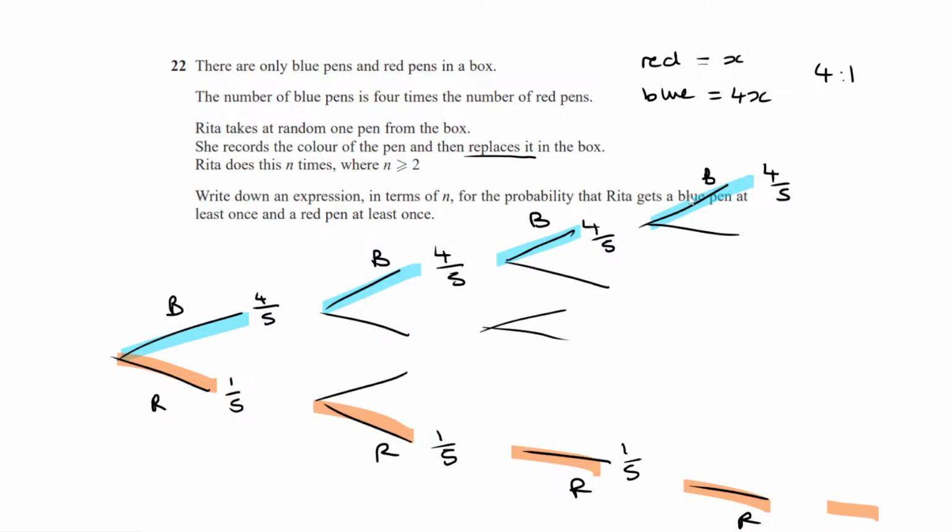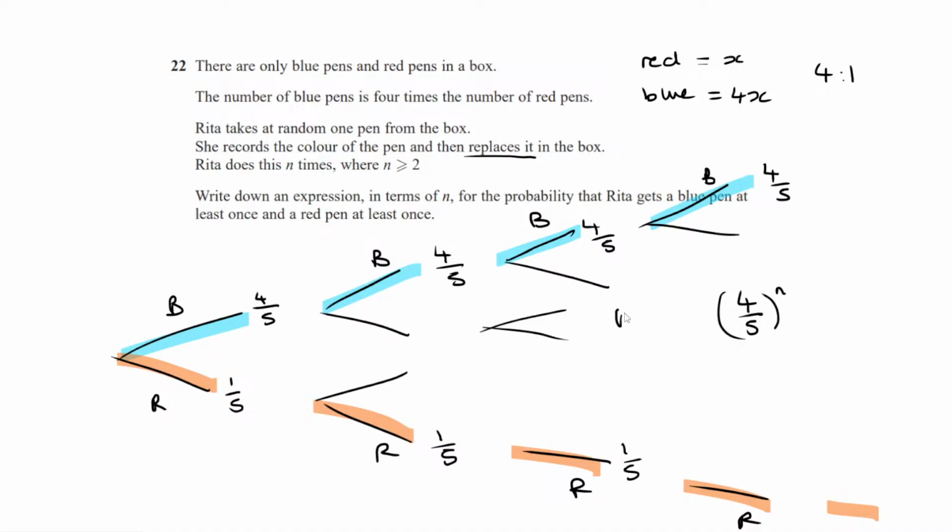So we don't know how many times she does this. We don't know how many branches there are to the tree. But do you remember how I said you're going to multiply between the branches? So technically it'd be 4/5 times another 4/5 times another 4/5. It's 4/5 times itself. Now we don't know how many times that is. So that would be 4/5 to the power of n, wouldn't it? If you did it twice, it would be squared. If you did it 3 times, it'd be cubed. We don't know how many times, so it's to the power of n.